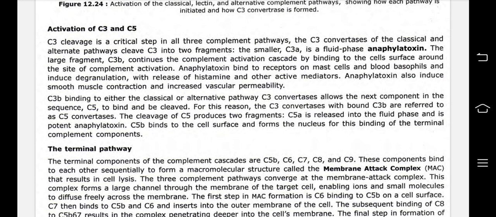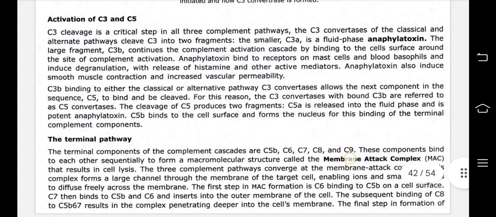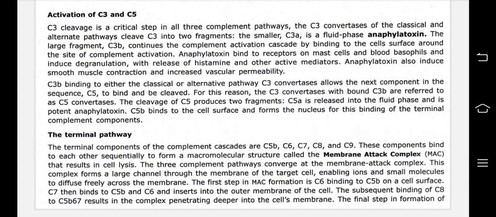C3b binding to either the classical or alternative pathway C3 convertases allows the next component in the sequence, C5, to bind to be cleaved. For this reason, the C3 convertases with bound C3b are referred to as C5 convertases. The cleavage of C5 produces two fragments. C5a is released into the fluid phase and is a potent anaphylatoxin. C5b binds to the cell surface and forms the nucleus for the binding of the terminal complement components.